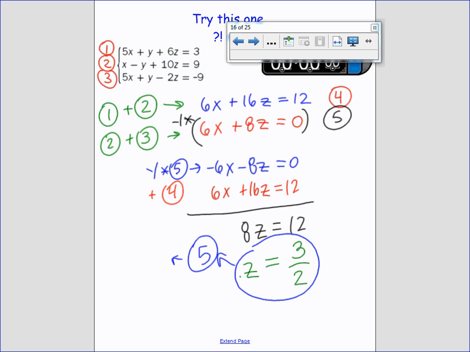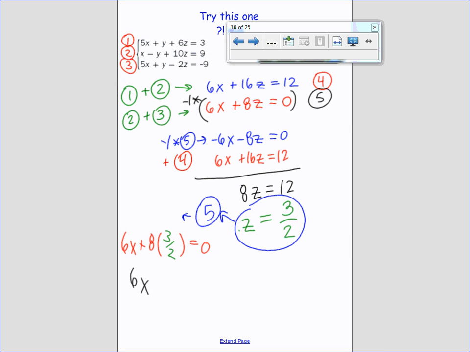And when I do that, I get 6x plus 8z equals 0. But z we just found to be 3 halves. So I get 6x plus 8 over 2 is 4 times 3 is 12 equals 0. So 6x equals negative 12. So x equals negative 2.